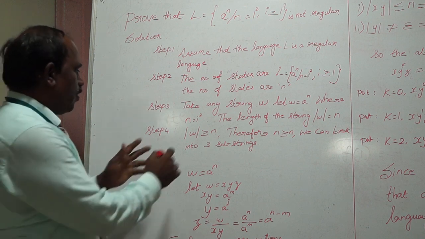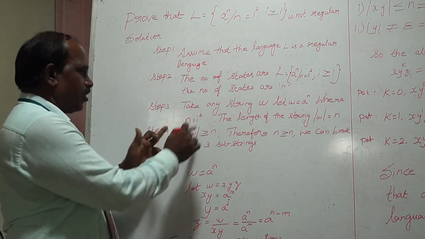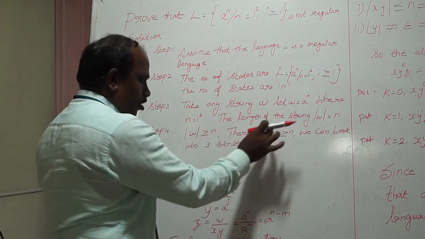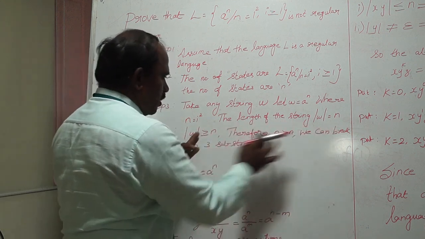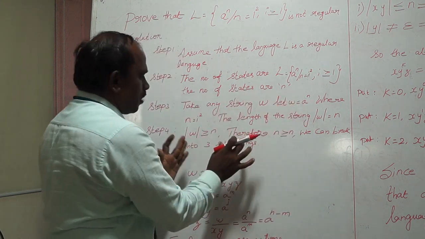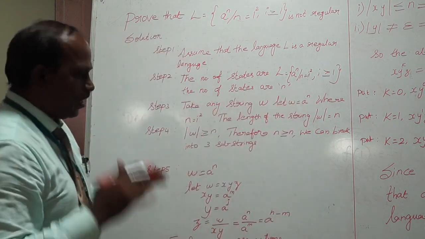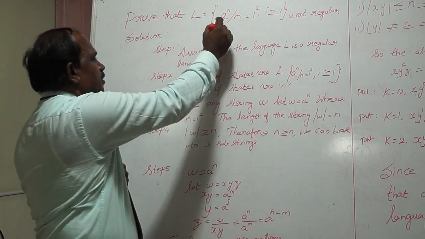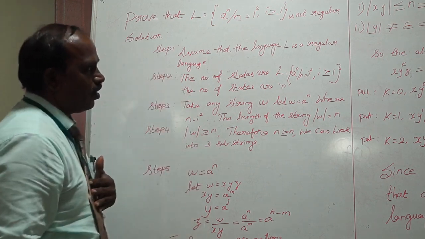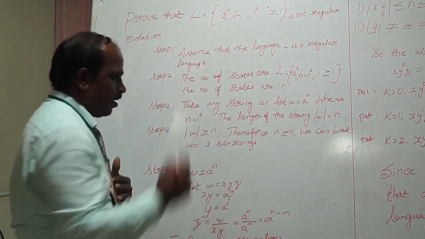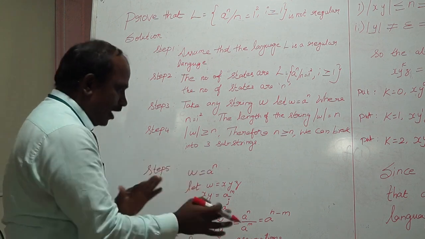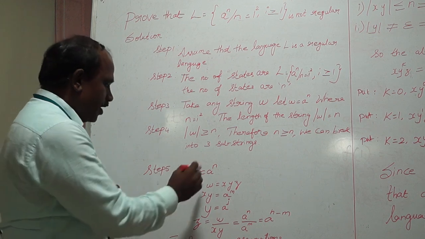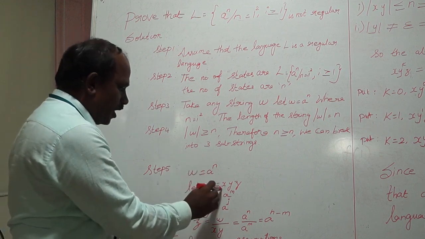Then step 4, |w| should be greater than or equal to the number of states. Therefore, the length of the string, n, should be greater than or equal to n, where we can break this given string into 3 substrings according to the pumping lemma theorem. So step 5, we take the given string w, which is a^n, and divide it into 3 substrings, the condition of the pumping lemma. I am going to take these 3 strings as w = xyz.